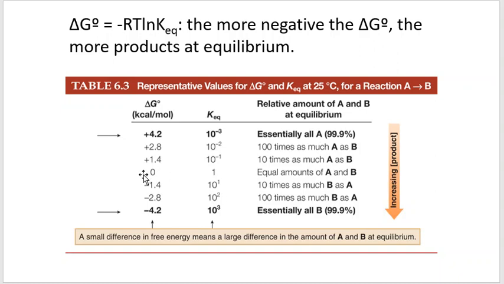When delta G is actually 0, that means that there's no energy change from the reactant to the product. Your equilibrium constant is 1, and that means that you have the same amount of A and B. If you have a positive delta G, then you start to get an equilibrium constant that favors the reactants. And if you have a negative delta G, it favors the products.